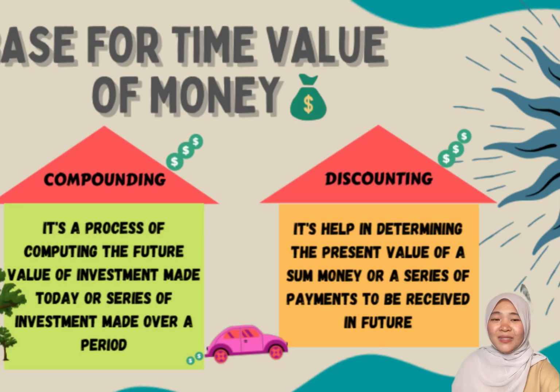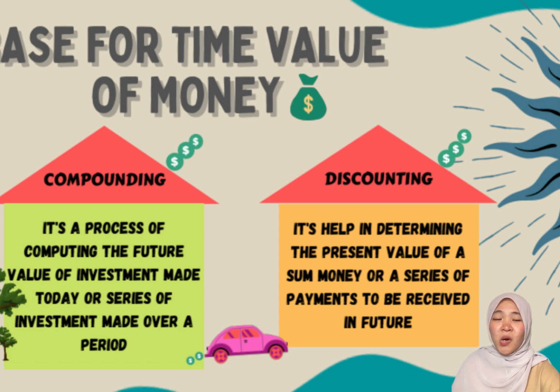Compounding is a process of computing the future value of an investment made today or a series of investments made over a period. Next, what is discounting? Discounting helps in determining the present value of some money or a series of payments to be received in future.